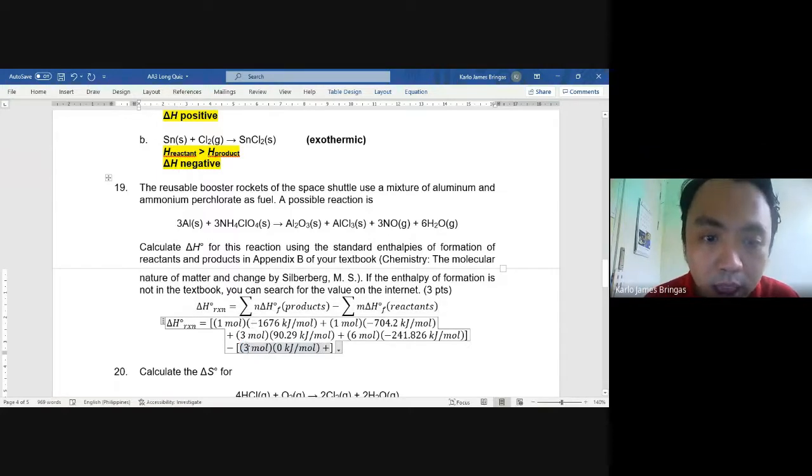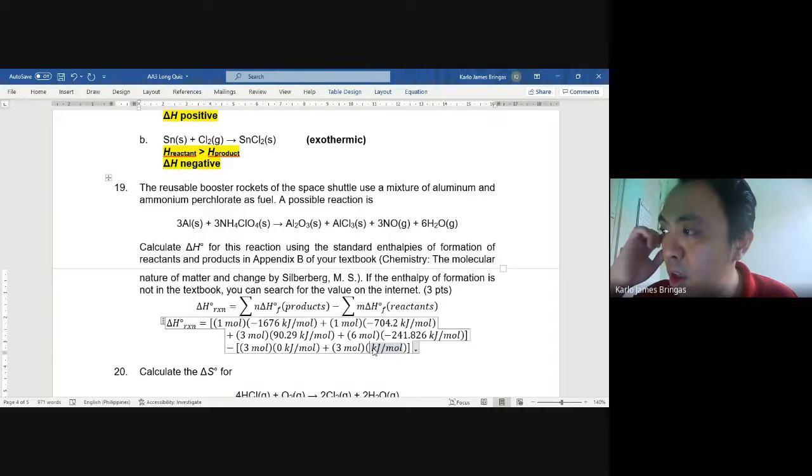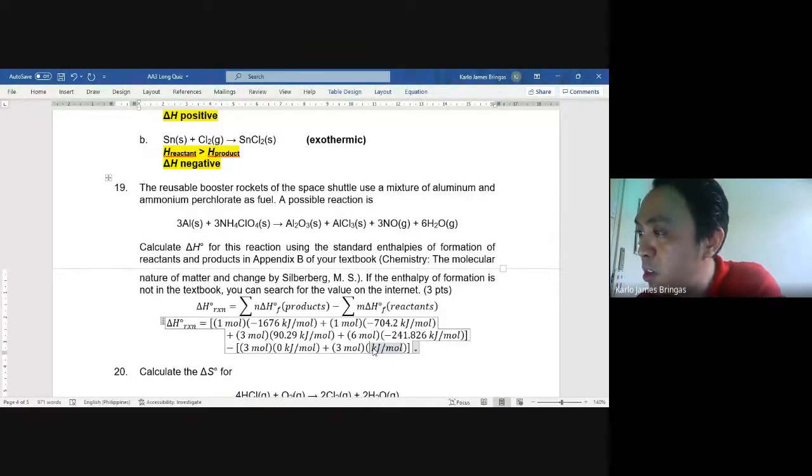Plus, for my ammonium perchlorate, I have the following. So 3 moles again, since the coefficient of this is 3, times the standard heat of formation for ammonium perchlorate. Now, if I look at my Appendix B, I don't see the value for this one, for the heat of formation. So what I can do, I can just search for it on the internet. So heat of formation of NH4ClO4.